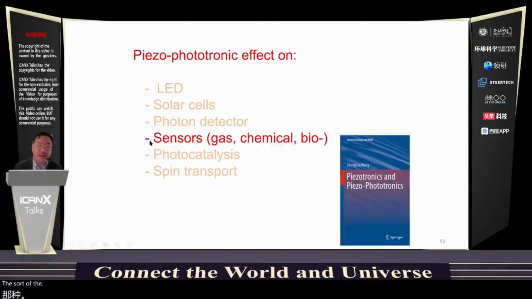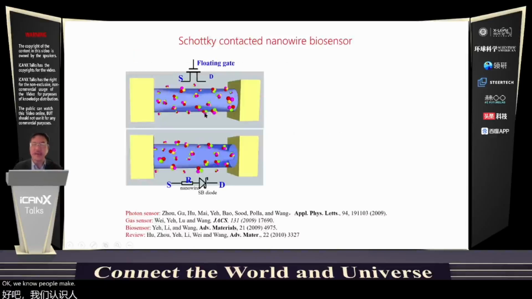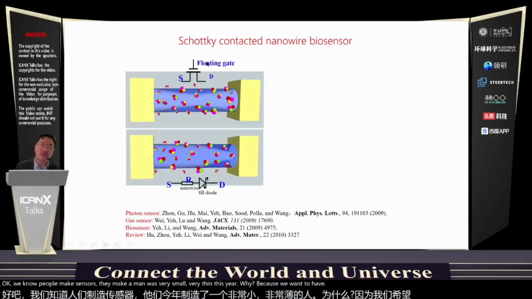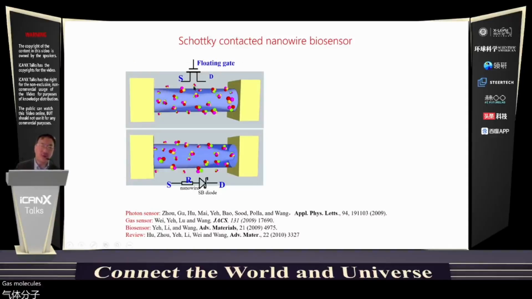The fourth case is sensors. We know people make sensors by making a nanowire very small and very thin. They say why? Because we want surface gas molecule absorption, so we can change the depletion zone gigantically. So fabrication becomes very difficult.